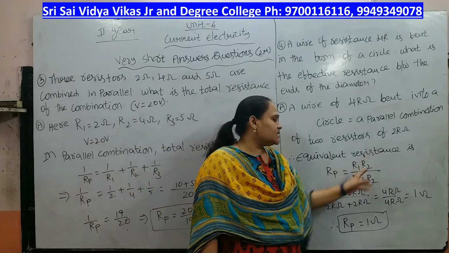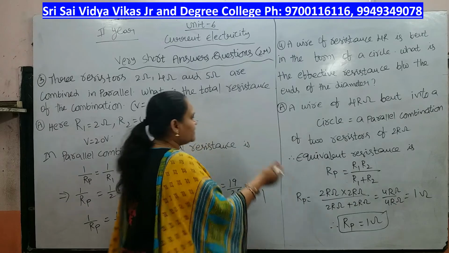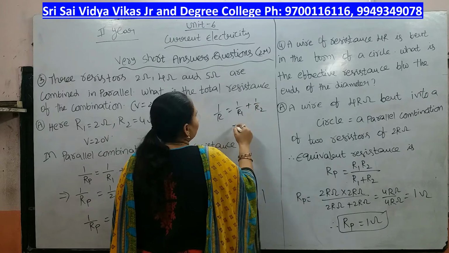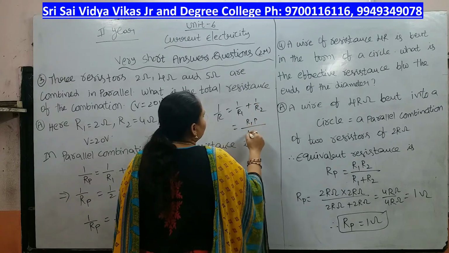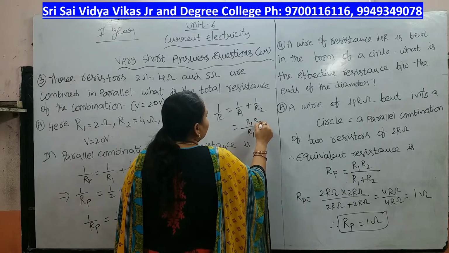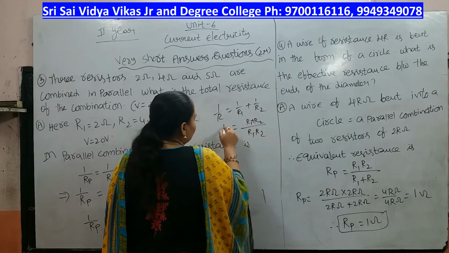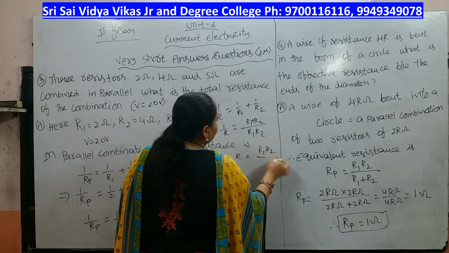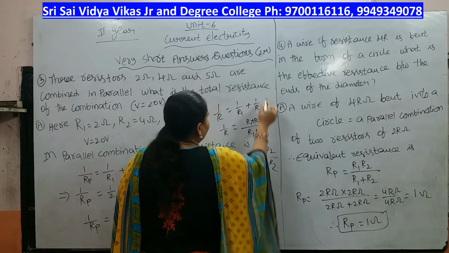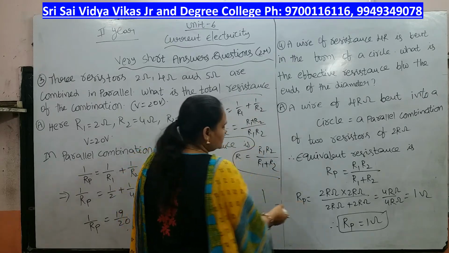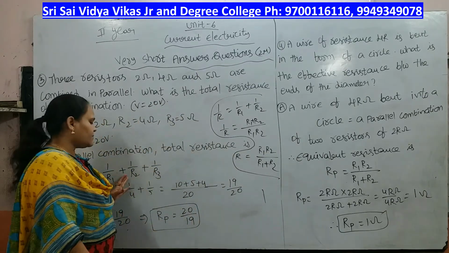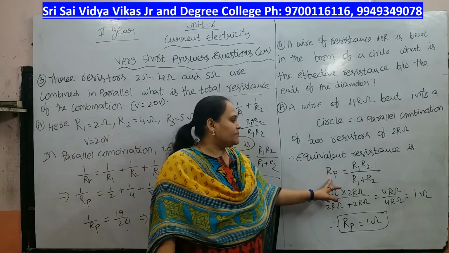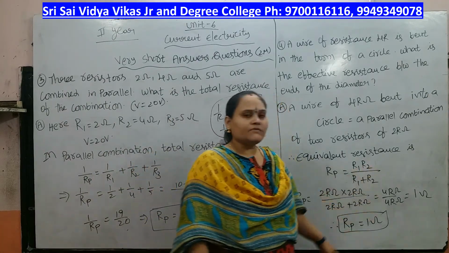So equivalent resistance in parallel combination, everyone knows 1 by R equal to 1 by R1 plus 1 by R2. For this we can write, the LCM is R1 R2, so R1 plus R2. So 1 by R equal to R1 plus R2 by R1 R2, then R equal to R1 R2 by R1 plus R2. Like this we have to write the resultant resistance RP. Similarly you can write in this way, but here we took 3 resistors. In this case we have just 2 resistors.